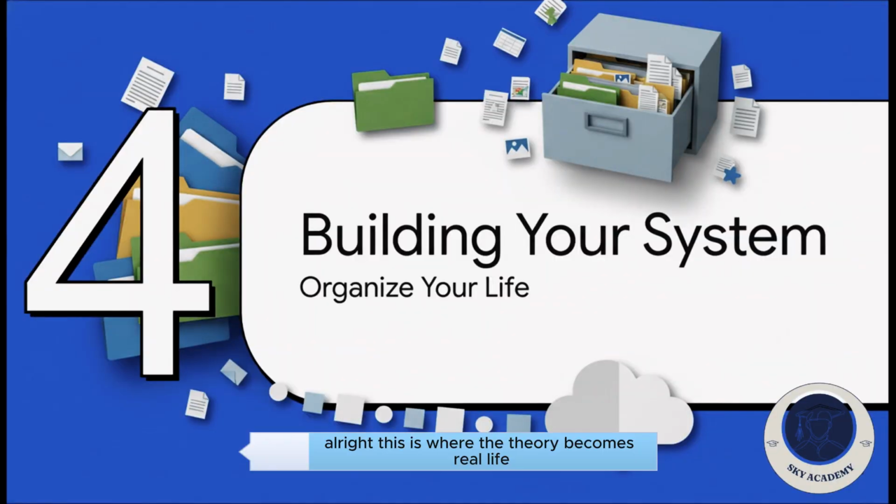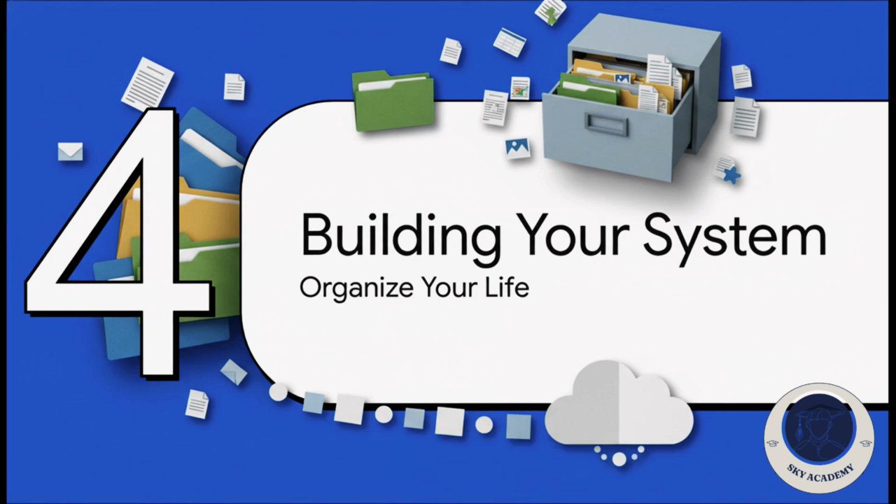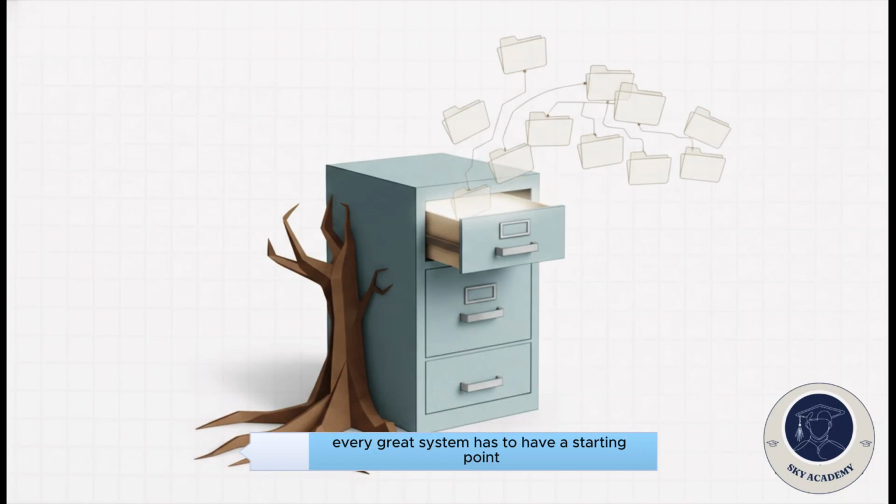All right, this is where the theory becomes real life. Now that we've got the building blocks down, let's actually talk about how to build your own perfect, organized digital filing cabinet. Every great system has to have a starting point. So you need to think of a root folder, something like your My Documents folder, as the main drawer of your entire cabinet. This is going to be home base for your whole personal organization system.